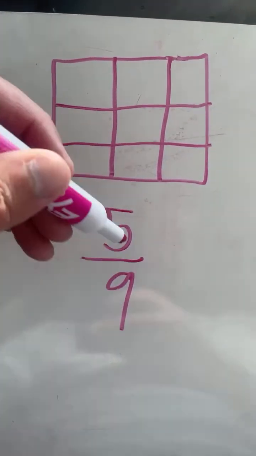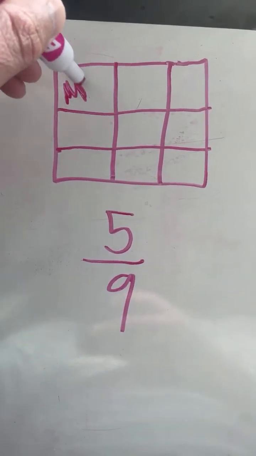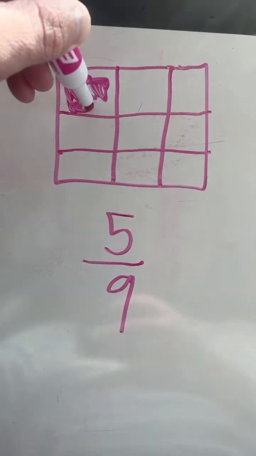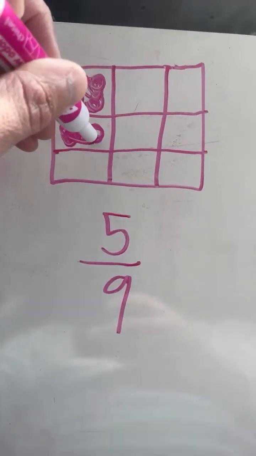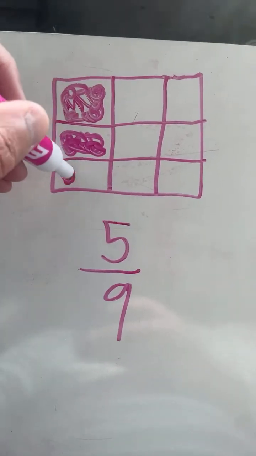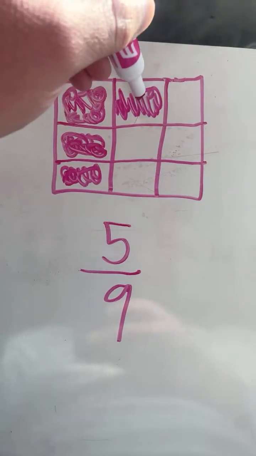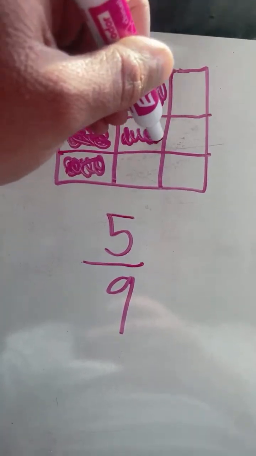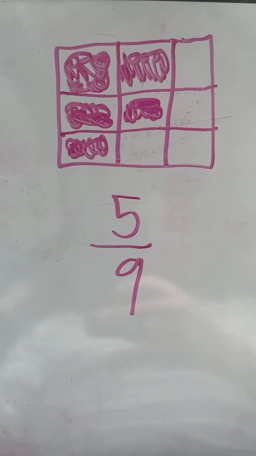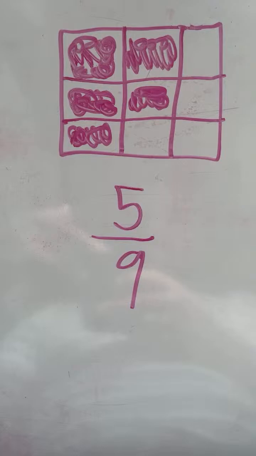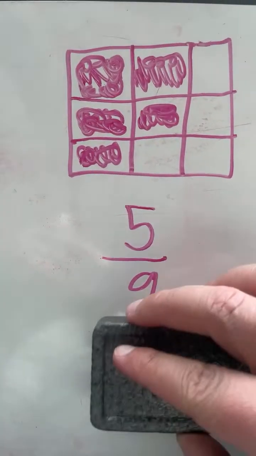So since the fraction we're representing is 5/9, I have to fill up 5 of the 9 total parts. So here we go, shading in 5 of them. So that's 1, 2, 3, 4, and 5. And we have our fraction model representing 5/9. Alright, moving on.